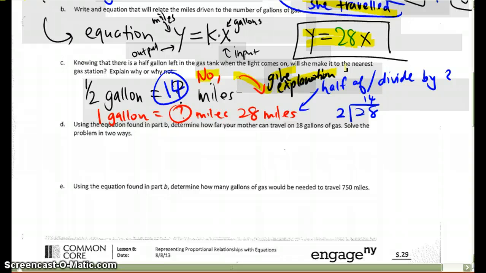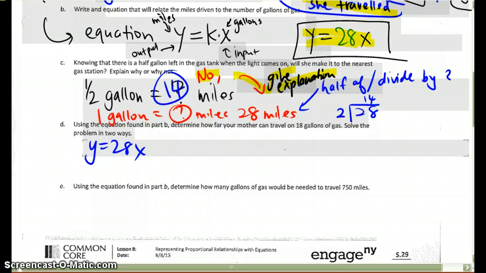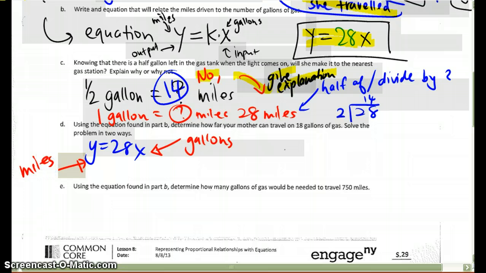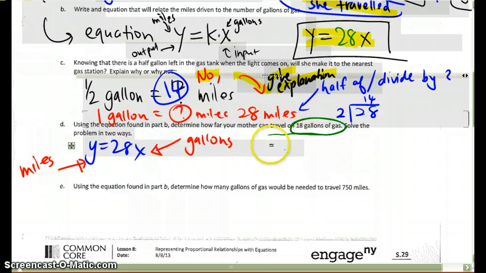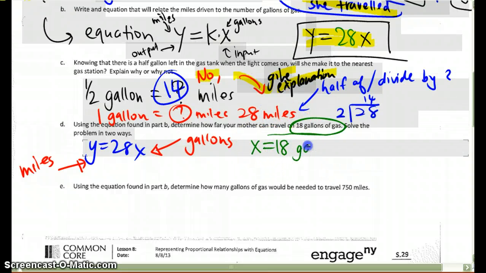And letter D. Now that we have an equation from letter B, y equals 28x, we want to know how far she can travel on 18 gallons of gas. Now this equation, we said that the x stands for miles or gallons? Gallons. And we said that the y stands for our miles. Since it's telling us that she has 18 gallons of gas, it's a pretty big gas tank, pretty big car probably, then that is going to be our x. Our x is going to represent the 18 gallons.